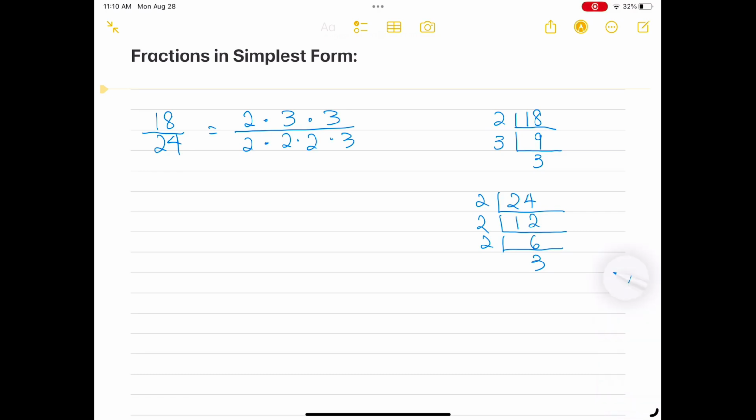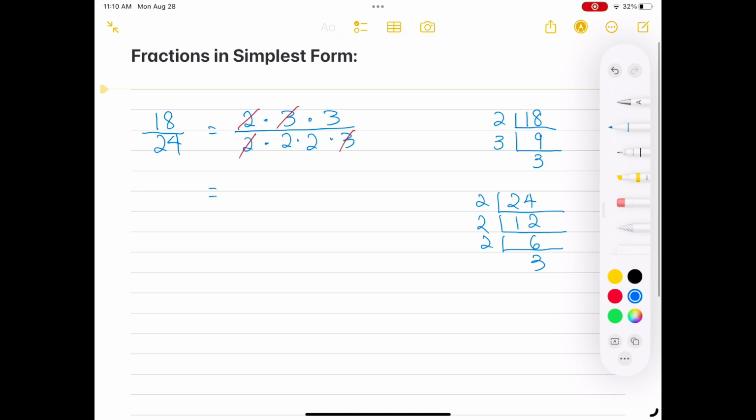Now we cancel the like factors from both the numerator and denominator. 2 divided by 2 equals 1, and 3 divided by 3 equals 1. What remains is 3 in the numerator and 2 times 2, or 4, in the denominator. So 18/24 in the simplest form is 3/4.